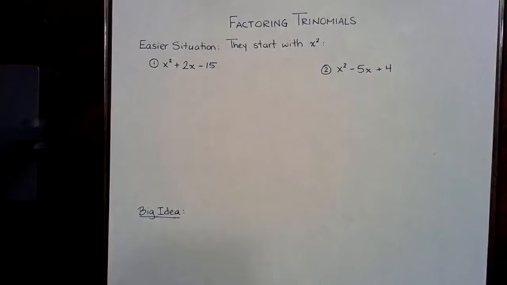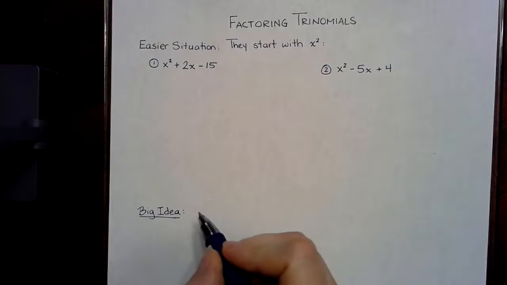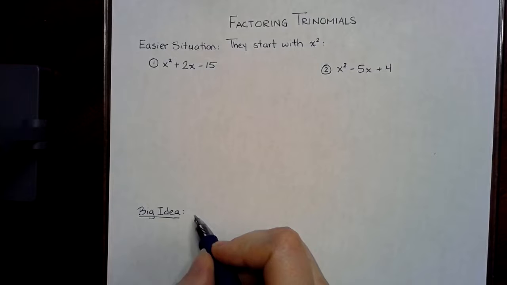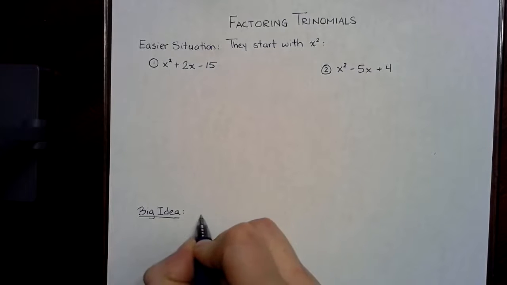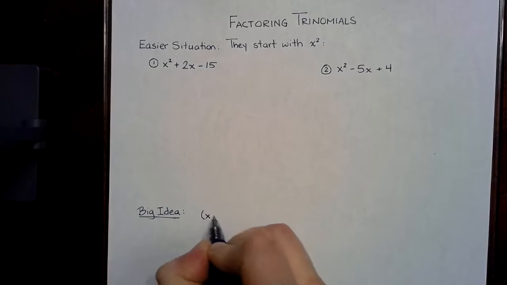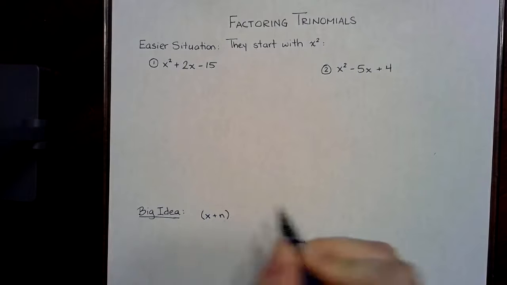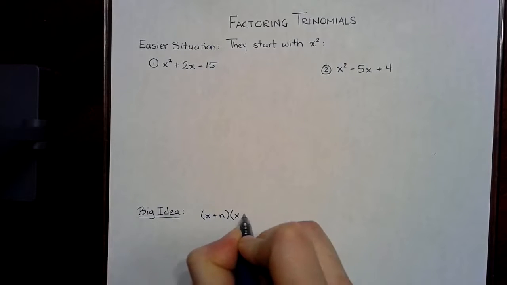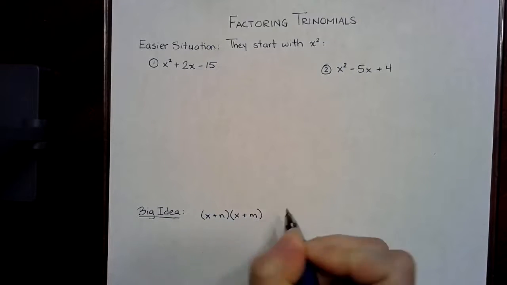I'm going to discuss how to factor quadratic trinomials that start with x squared. So our big idea today is that our final answer should hopefully look like x plus some number times x plus some other number.